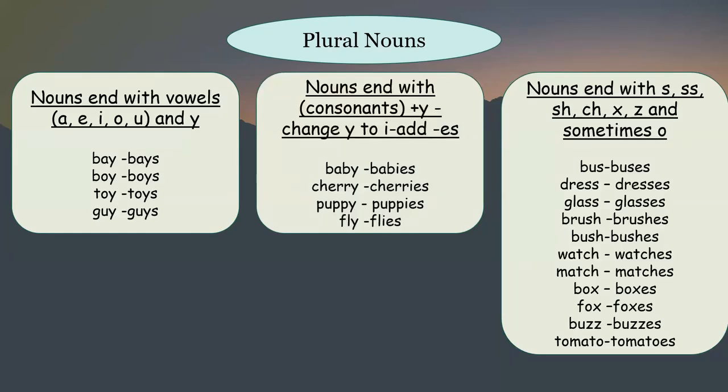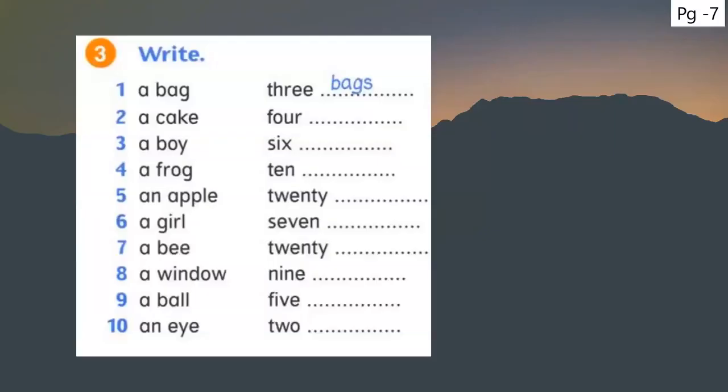Nouns ending with S, SS, SH, CH, X, Z, and sometimes O, just add ES. Dinosaurs. Here, B-U-S, bus, B-U-S-E-S, buses. D-R-E-S-S, D-R-E-S-S-E-S, dresses. Okay, these are the rules for you. If you remember all of these, it can be a little bit easy for you. If you have done, you can check your work, whether you understand or not. Page number 7. If you have done, we're going to check answers.